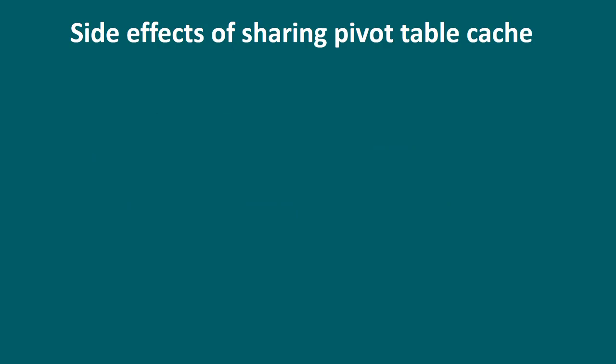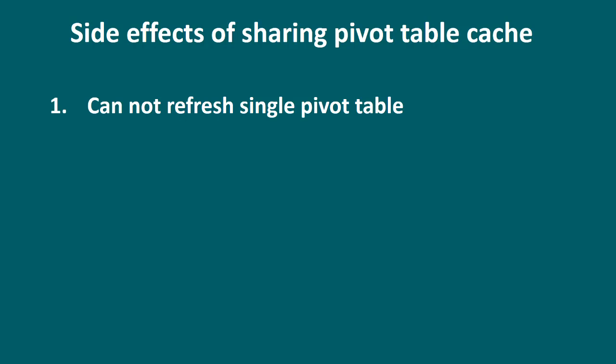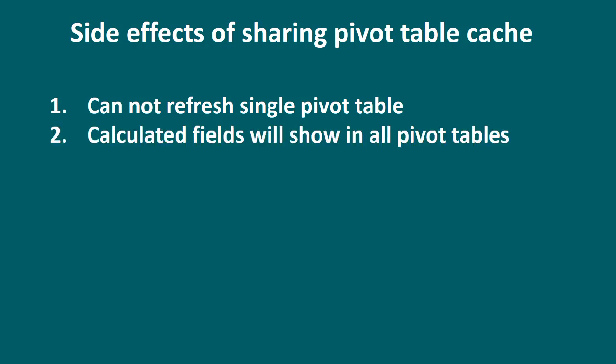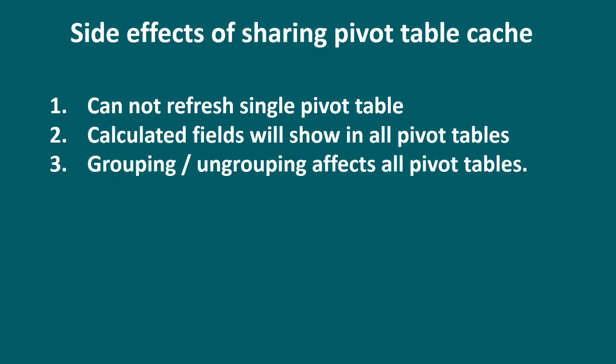There are some side effects of sharing a pivot table cache, though they are not very serious. You cannot refresh a single pivot table and keep other pivot tables as they are. Once you refresh one, all will get refreshed. Calculated fields show in all pivot tables. If you don't want to show a calculated field in any one pivot table, it will still be shown there. You cannot remove it. If you remove it from one pivot table, it will get removed from all the pivot tables. Grouping and ungrouping affects all pivot tables.